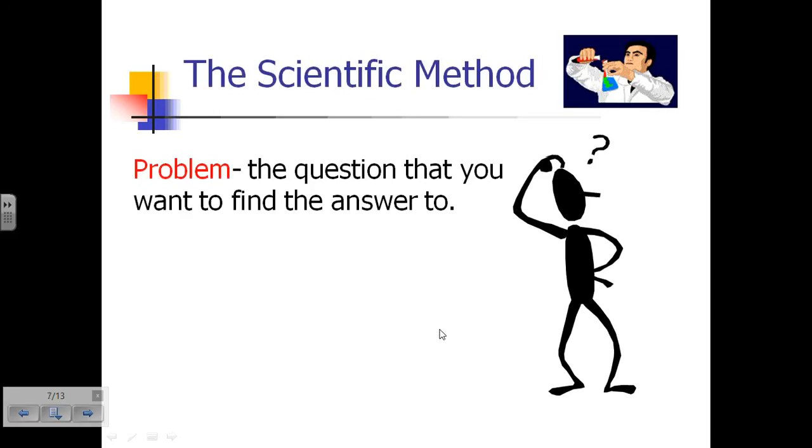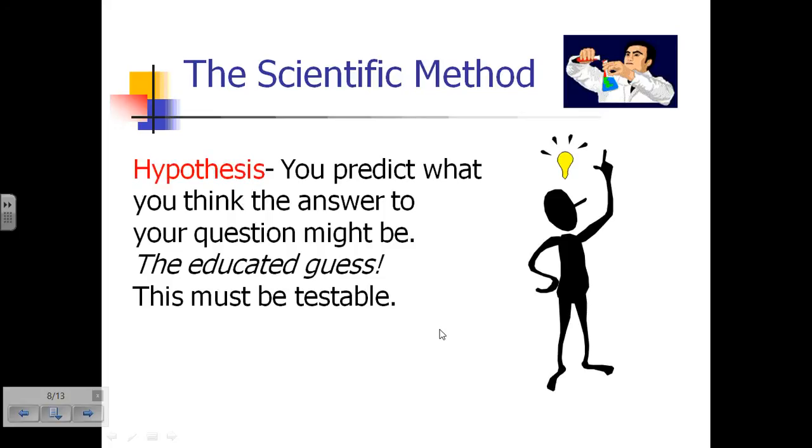Now, the next step is after you've gathered your information, you begin thinking of a problem, or you notice a problem, if you will. In essence, the problem is the question that you want to find the answer to. And to find the answer to that question, you then come up with a hypothesis. In this case, a hypothesis is used to predict what you think the answer to your question might be. Now, all hypotheses must be testable, and they represent an educated guess of what you think will happen.